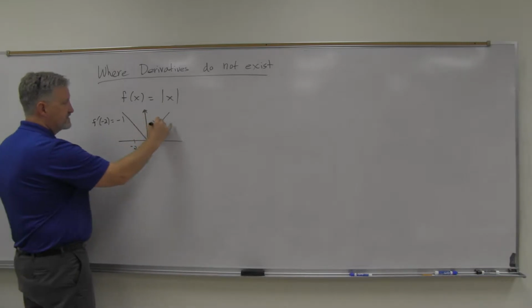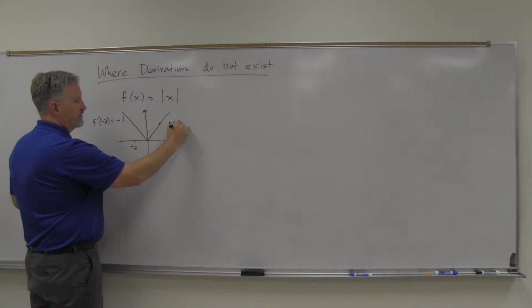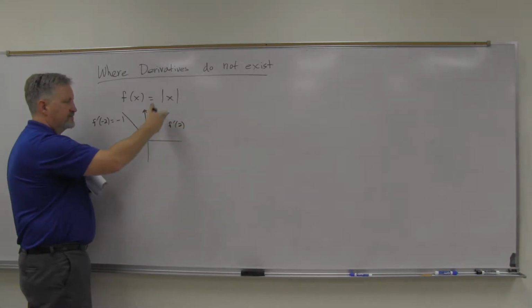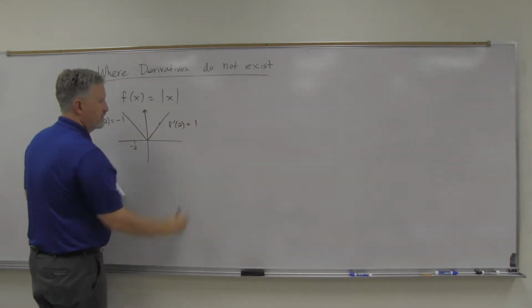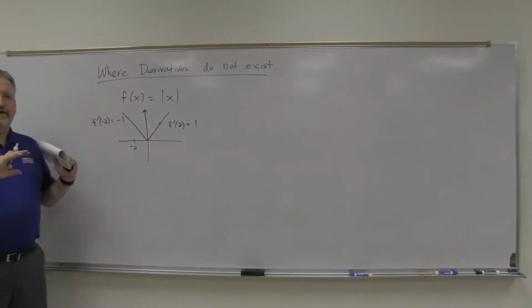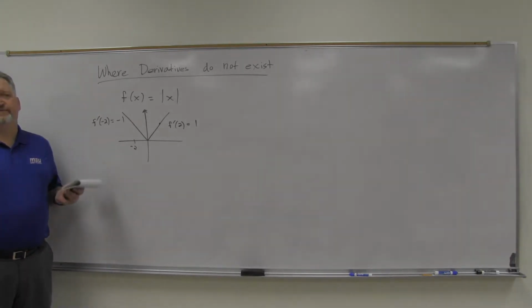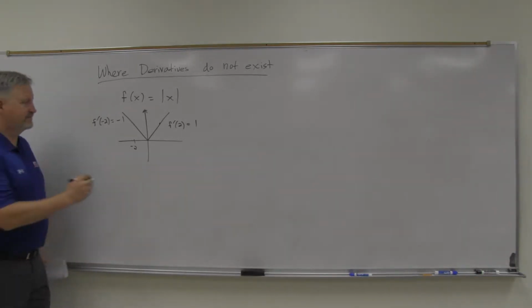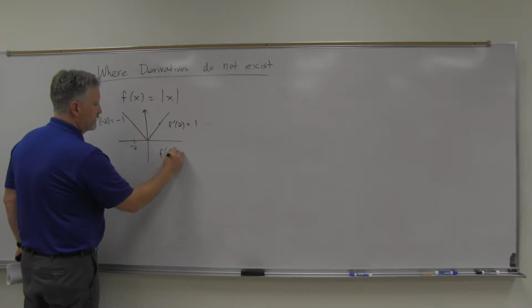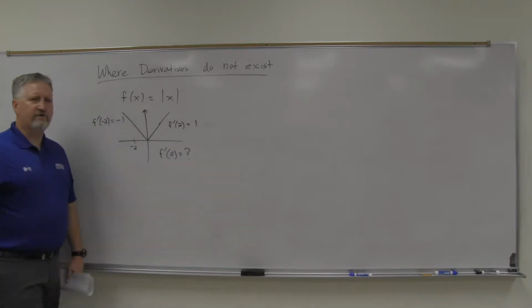If I go over here to +2, what would be the derivative at +2? Well, the derivative at +2 would be the slope of that line, which is just 1. So the derivative would be 1. So for a lot of this graph, no problem coming up with the derivative. However, we have something different at 0, don't we? That's what I want to explore here. What about that derivative at 0?